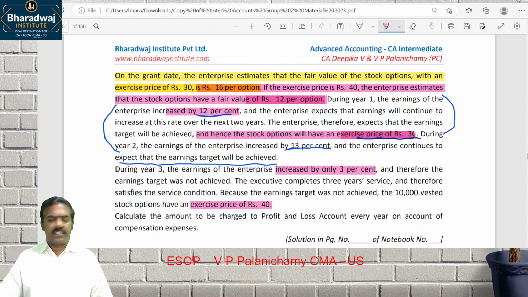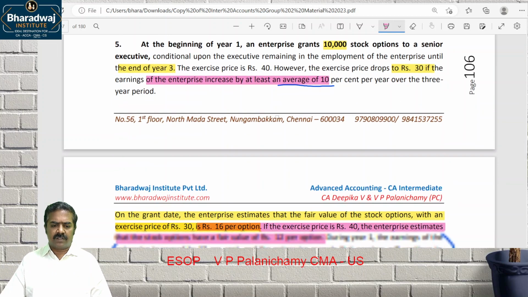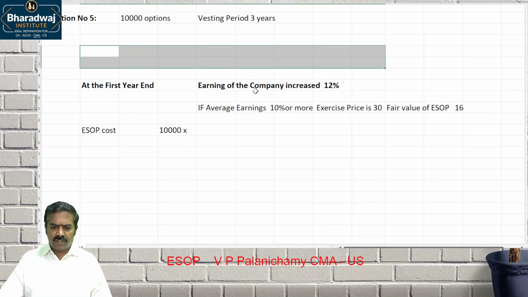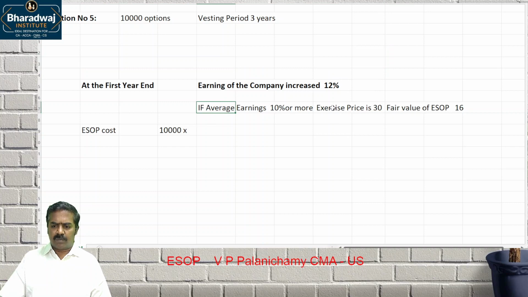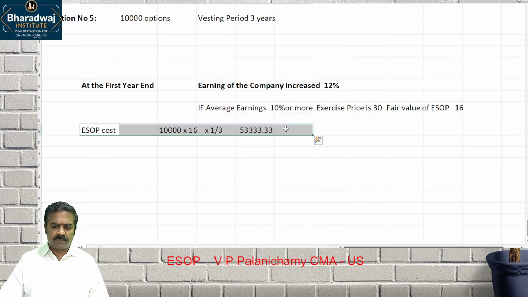30. If exercise price is 30, what is the fair value of the option? 16. So, average earnings are 10% or more, exercise price is 30, fair value of the option is 16. So, 10,000 into 16 into 1 by 3. Why 1 by 3? 3 years. This is the expense to be recognized for the first year.